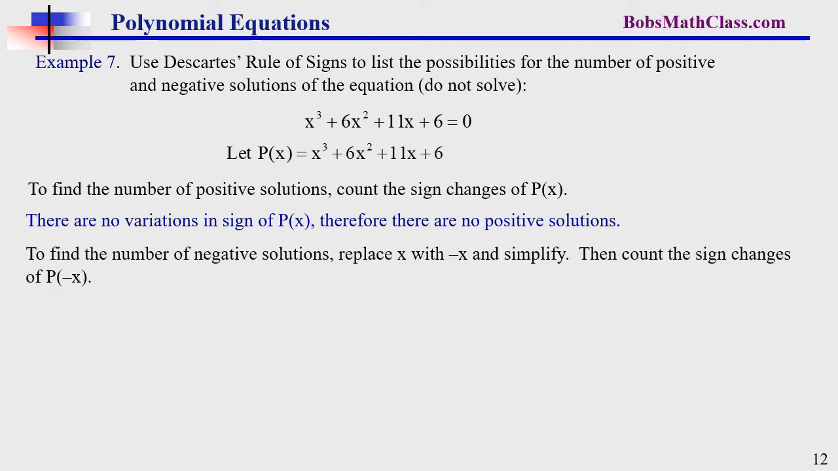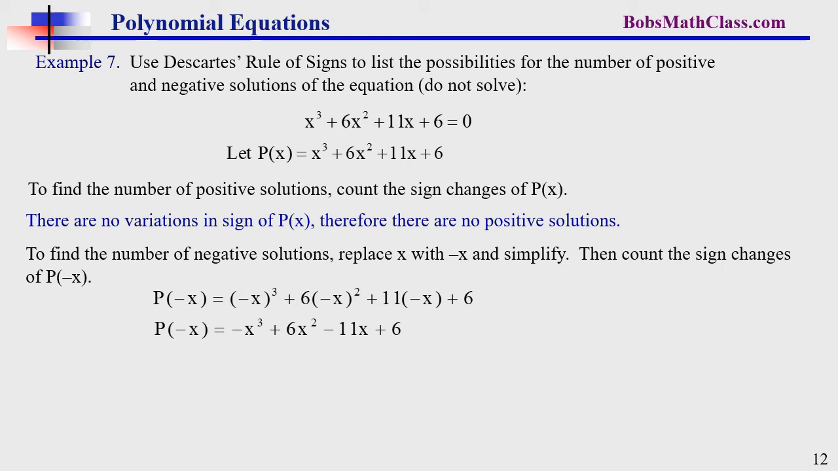Okay, now let's find the number of negative solutions. So we're going to replace x with negative x and then simplify. Then count the sign changes of p of negative x. So replace every x with negative x. Now, when you have it to an odd exponent, it's going to keep the negative. If it's to an even exponent, you're going to lose a negative. So that gives us negative x cubed plus 6x squared minus 11x plus 6.